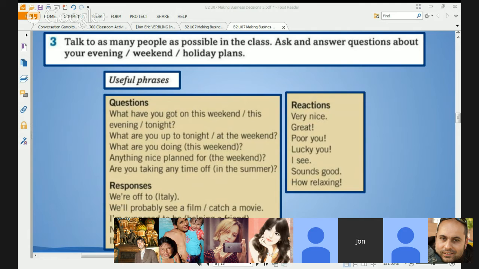Shadow, someone other than Daniel. You ask the question now. Okay, I'm asking William. Go for it, William. Okay, are you taking any time off this summer? When? In this summer? Nothing special.